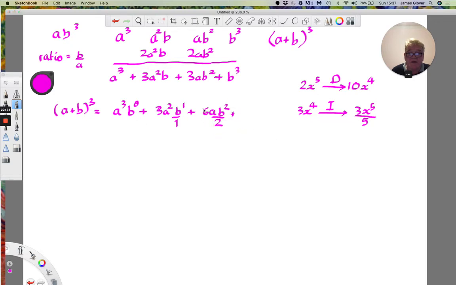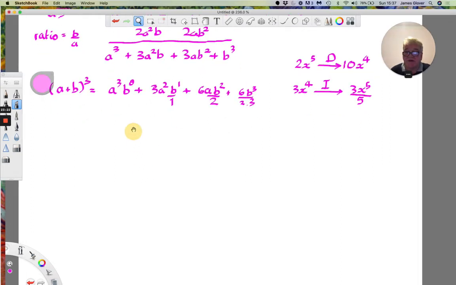And finally, we differentiate 6a to give 6, and integrate b squared over 2 to give b cubed over 2 times 3. And on simplifying, you will see that it gives a cubed plus 3a squared b plus 3ab squared plus b cubed.